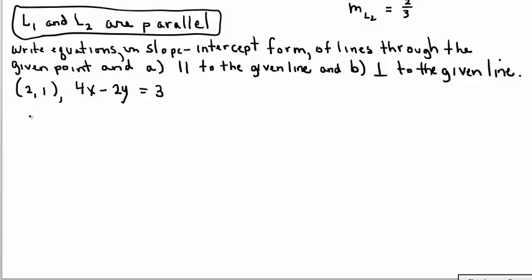So I guess what I'm going to do is take this equation over here and solve it for y. So I'm going to subtract a 4x. Cleaning this up, we're going to get positive 2x minus 3/2.